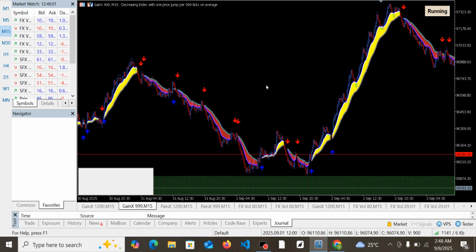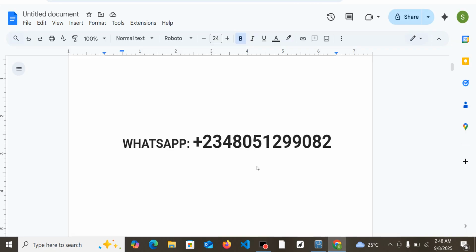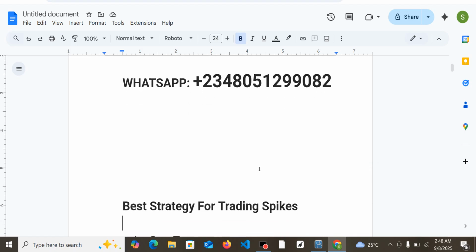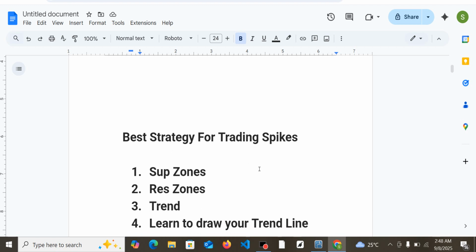First of all, before coming to the chart, let's get back to this part, where I will be sharing with you the best trading strategy for spikes. But before we can master this strategy, there are a few things we need to understand. We need to understand each of these assets and know when to go into it and trade it.